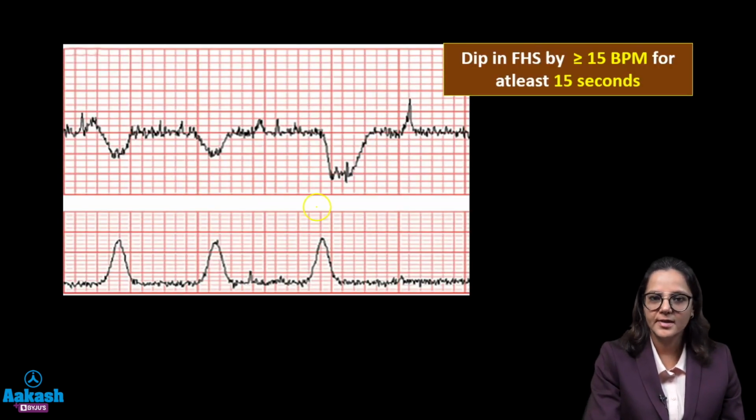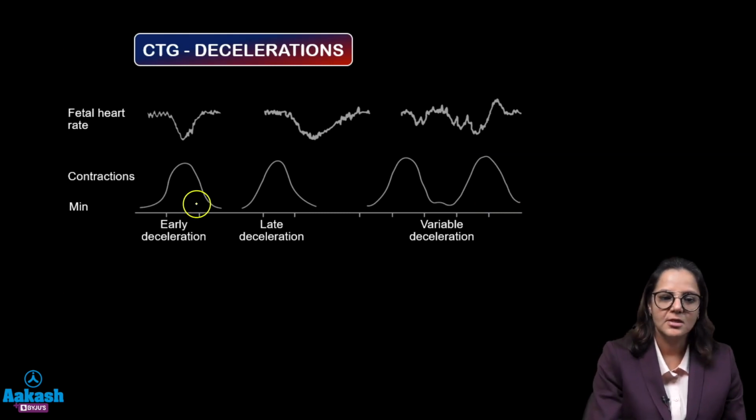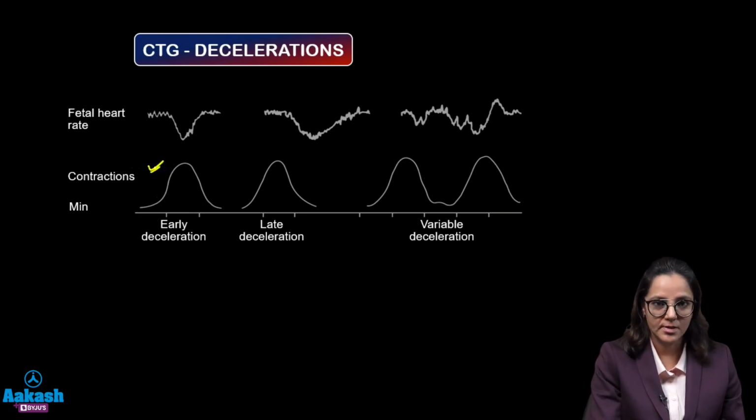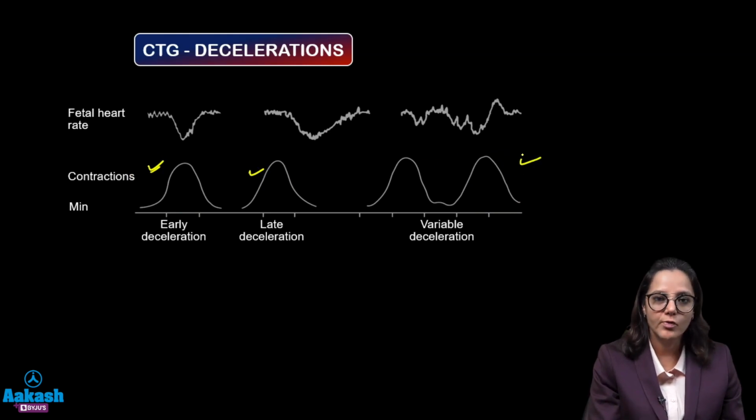Coming to another point, in this CTG trace, we can see that this is the maternal contraction. This is the peak of the maternal contraction, right? And here, the dip in the fetal heart rate is totally corresponding to the peak of the maternal contraction. So it is in mirror image with the maternal contraction. Deceleration can be of 3 types. Early deceleration is a very important exam question, late deceleration, and variable deceleration. What do we mean by early? Early is when it's a mirror image of the uterine contraction.